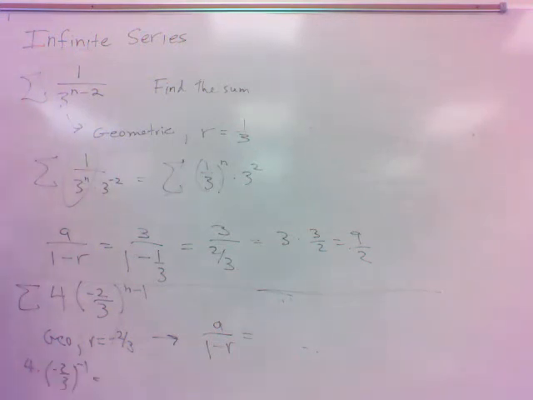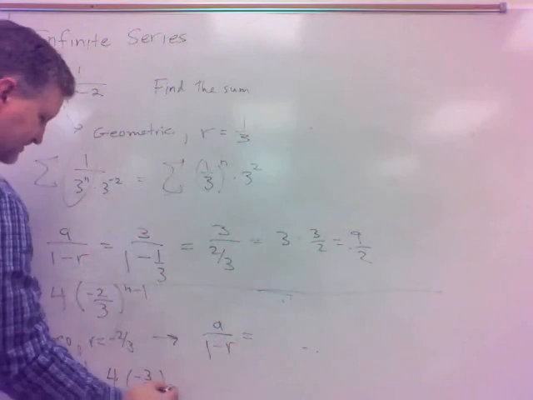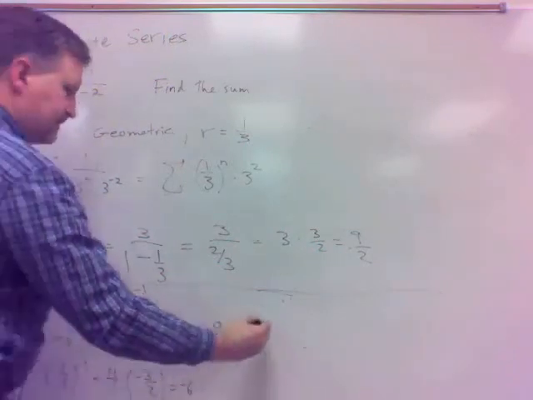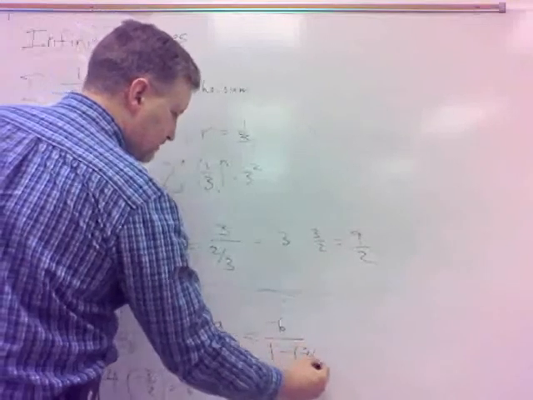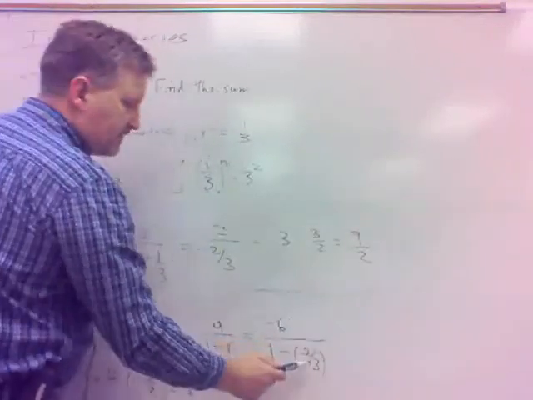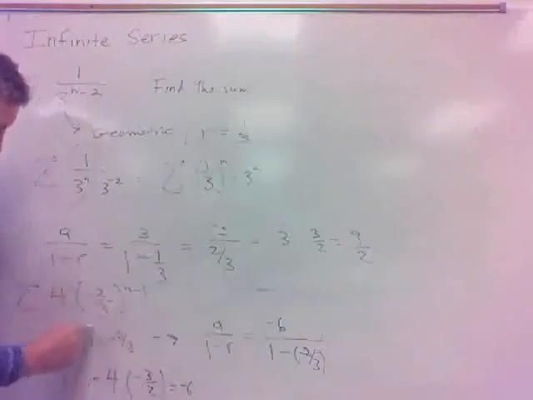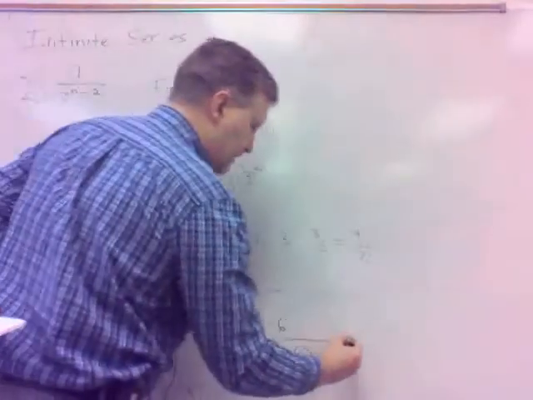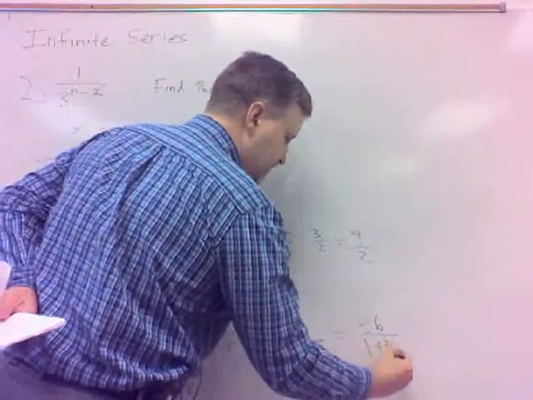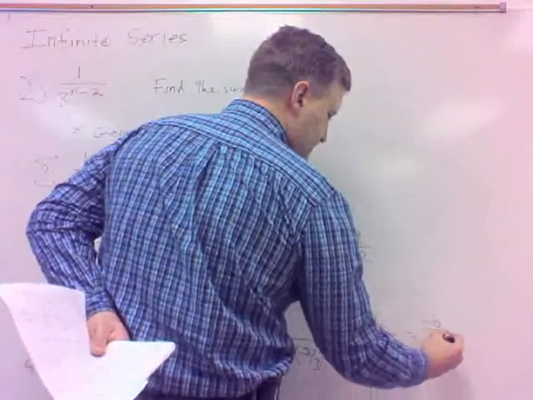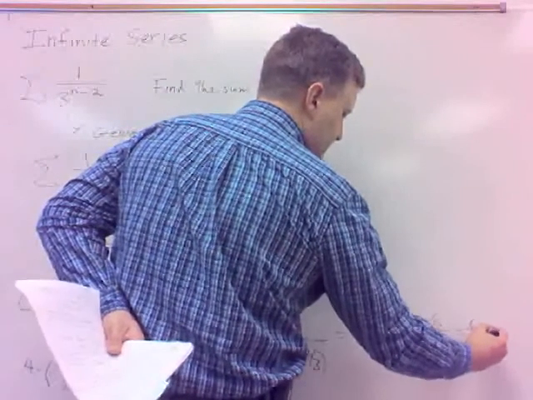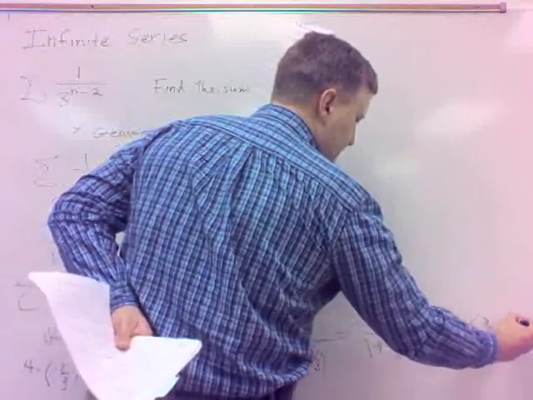What you got there? 4/3 basically times negative 3/2, wouldn't it? Which is negative 6. Negative 6 first term. 1 minus r, where r is negative 2/3. So that'd be negative 6 over 1 plus 2/3. You wind up adding, so we get 5/3, which is negative 6 times 3/5, which is negative 18/5.